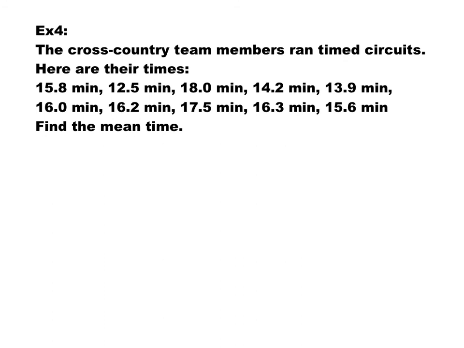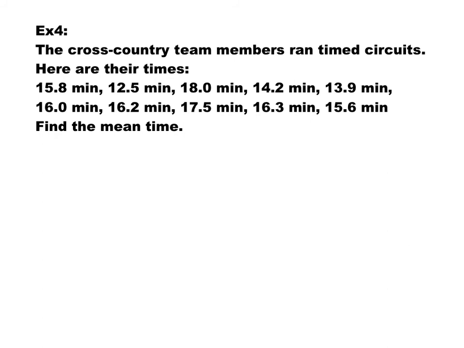In the next example, we have the case of cross-country team members. They ran timed circuits, and these are the times given here: 15.8, 12.5, 18, 14.2, 13.9, 16, 16.2, 17.5, 16.3, and 15.6. We are supposed to find the mean time.